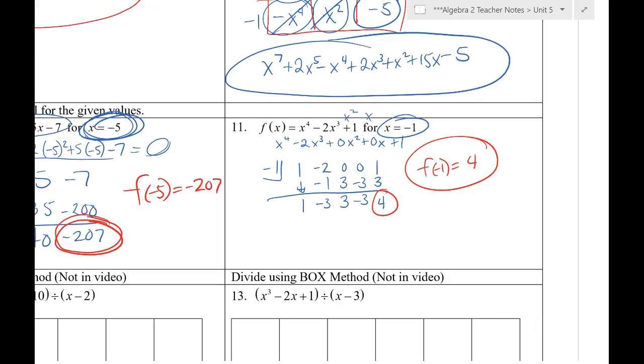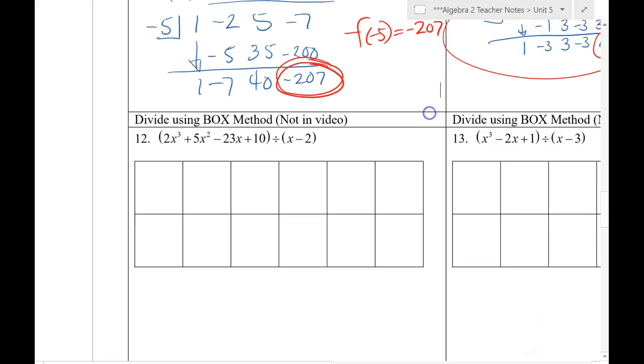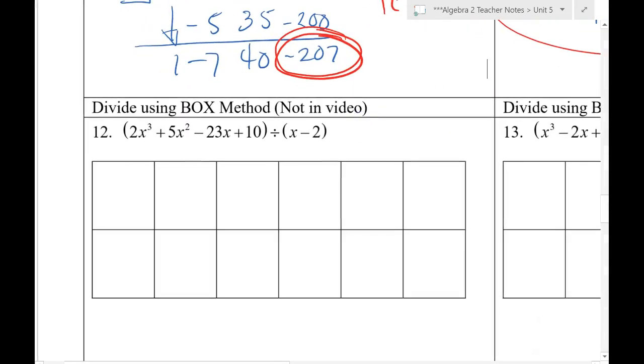And again, just remember, I'll expect you to know how to do it both ways, both by just plugging it in to wherever there's an x, and then also being able to do it synthetically like we just did there. Okay, let's move to the next one. Now the box method. I did create a video. I know it says not in the video, but I did create a video, which is also online. It should be in the list of videos that was right under this one. So let's go ahead and do this one.